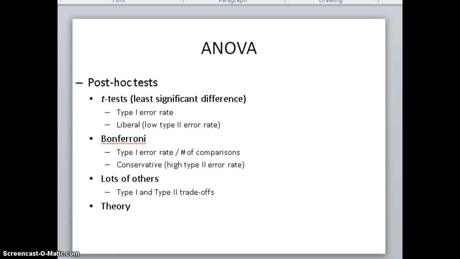There are lots of other post hoc tests, and they can have trade-offs in terms of type 1 and type 2 error rates. What's probably the most important thing to consider in terms of your post hoc test is the context of the test in the rest of the literature, and even better is to use theory beforehand to narrow down the number of comparisons that you calculate.